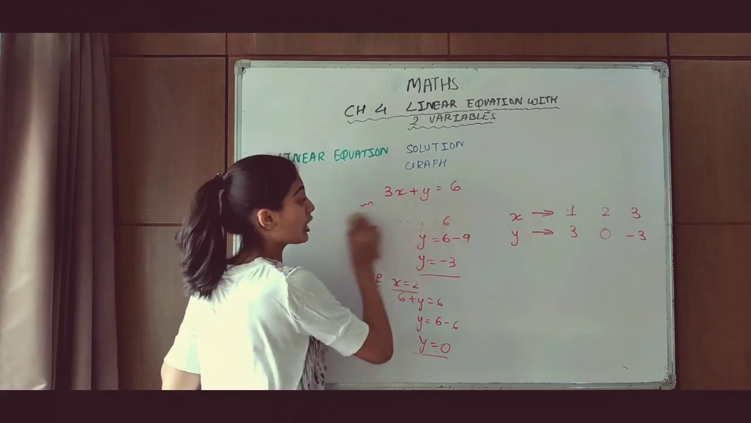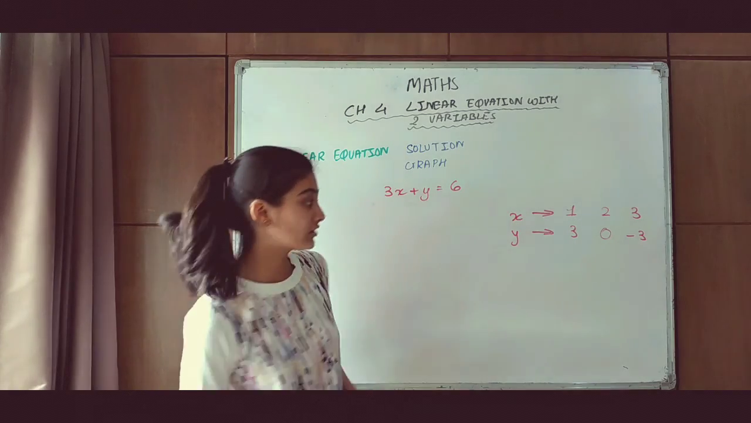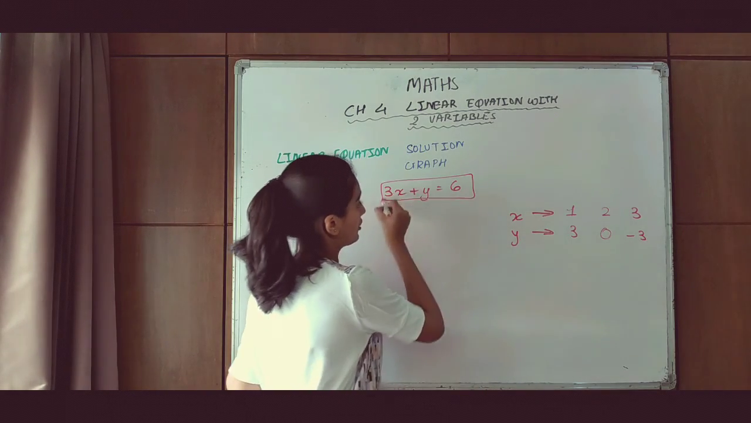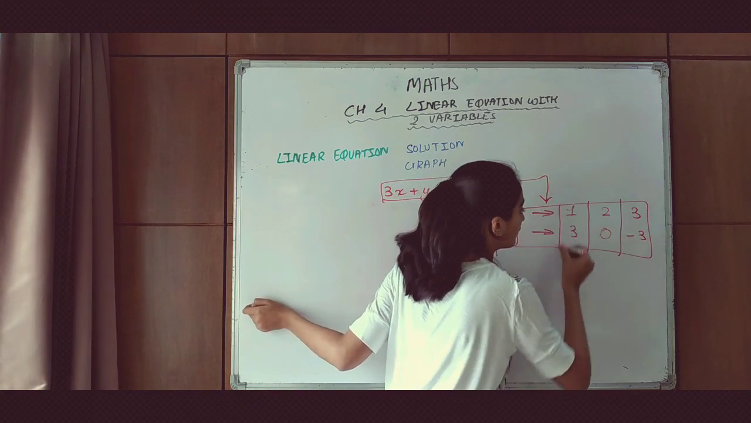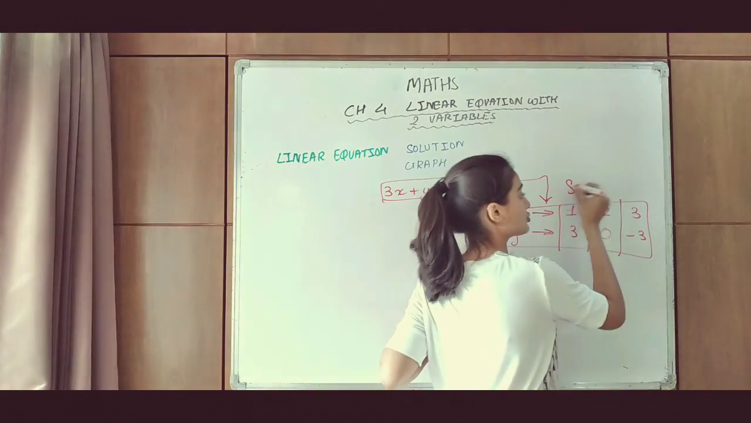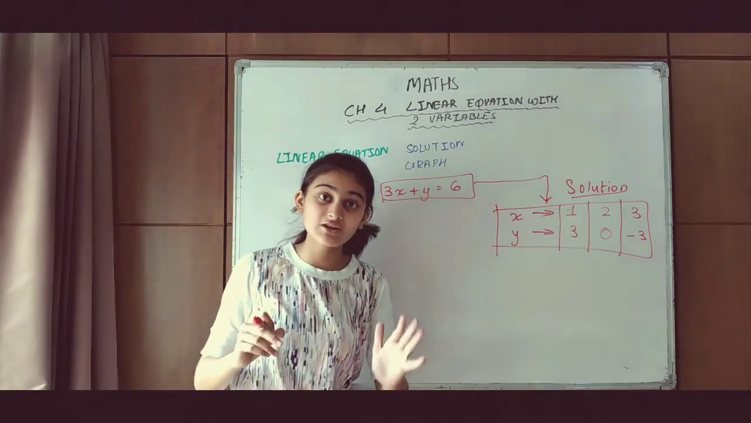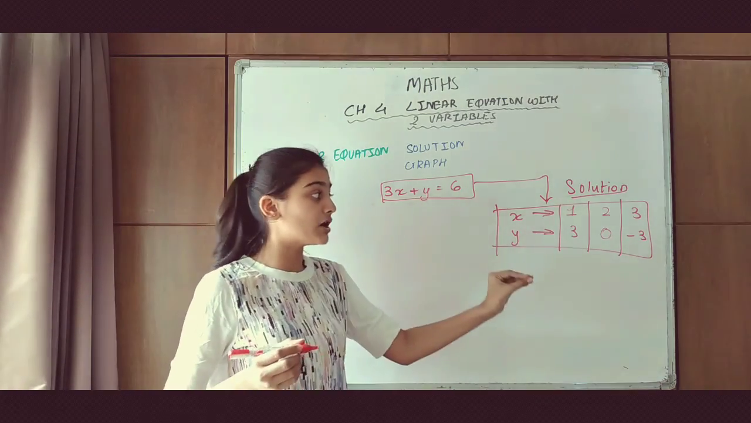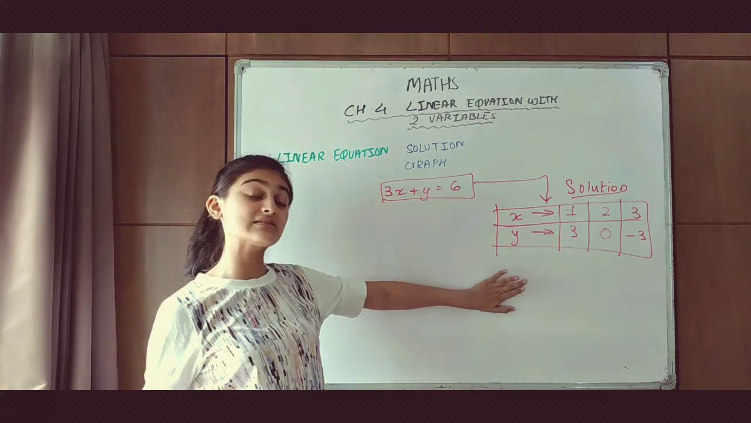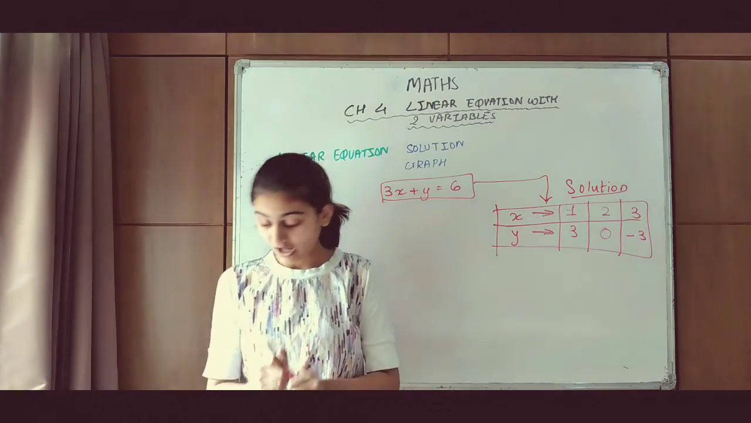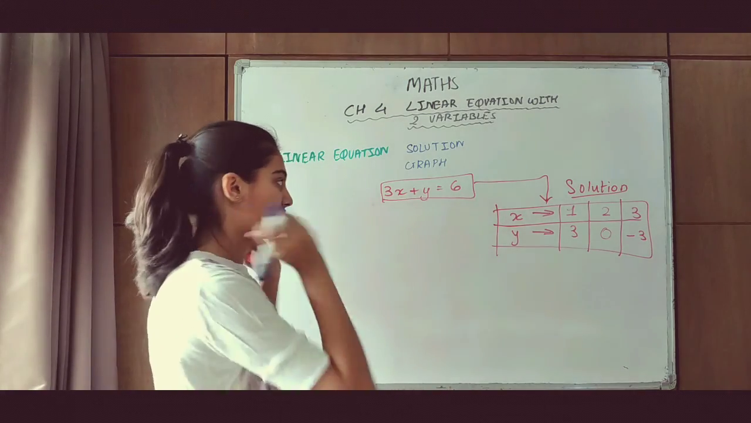Now after solving such things, we got the solution of this equation. We got the solution. Now this whole thing is known as a solution. Okay, why is it known as a solution? Because by assuming some numbers, we got the values of x and y. So we can say that this is the solution. Now how can we form a graph? Okay, let's see how we can form a graph.